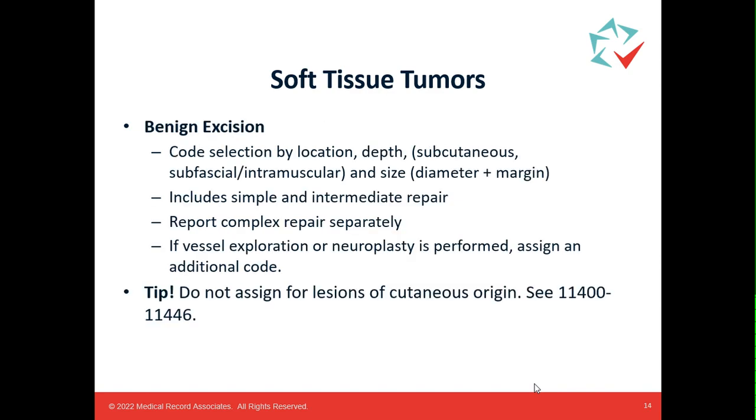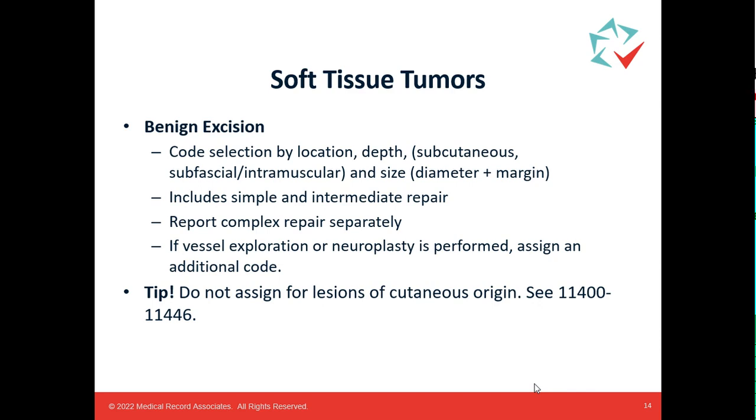So for the benign excision, our code selection will be by location and then by depth. So is your provider subcutaneous or is he in the subfascial intramuscular area? And then we'll also need to know the size, and that will be the diameter plus the margin. You'll report complex repair separately, but if your provider just needs to perform a simple or intermediate repair, those are included, so you will not report those separately. You can additionally code vessel exploration or neuroplasty if that's performed.